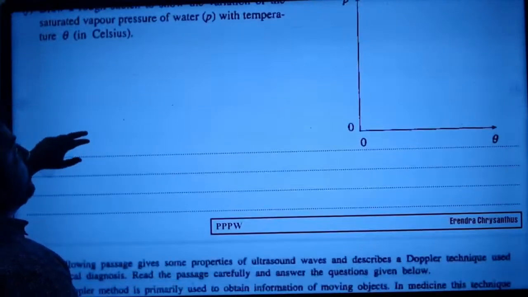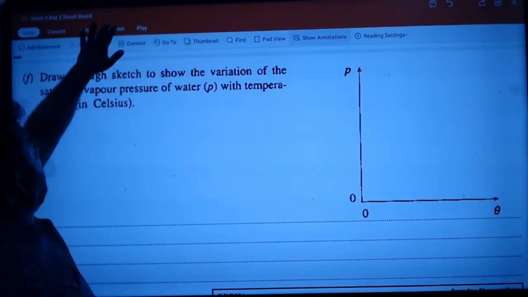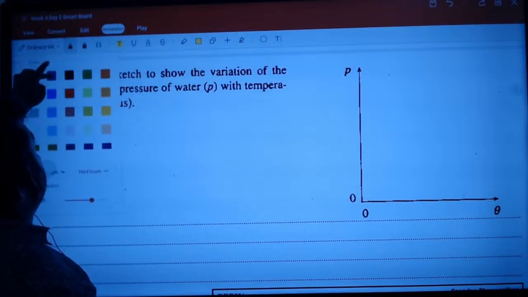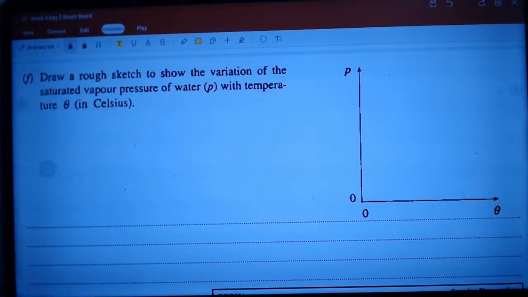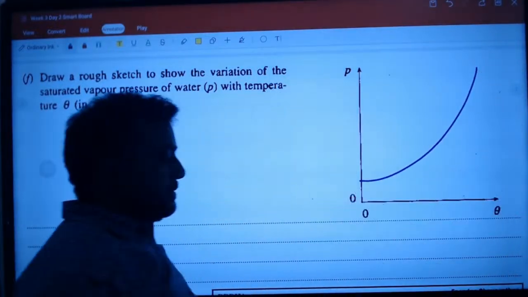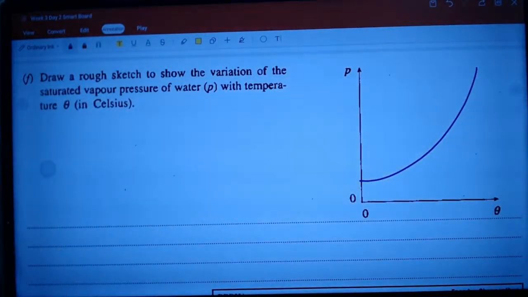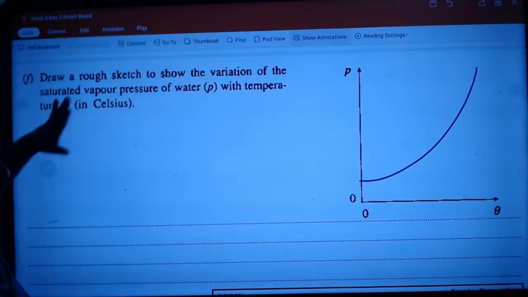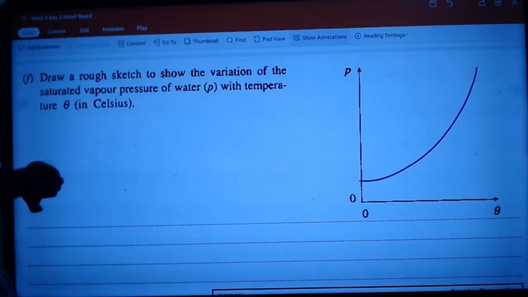Moving on. Draw a rough sketch of the variation of saturated vapor pressure with temperature. Curve like this. You have done this in humidity.